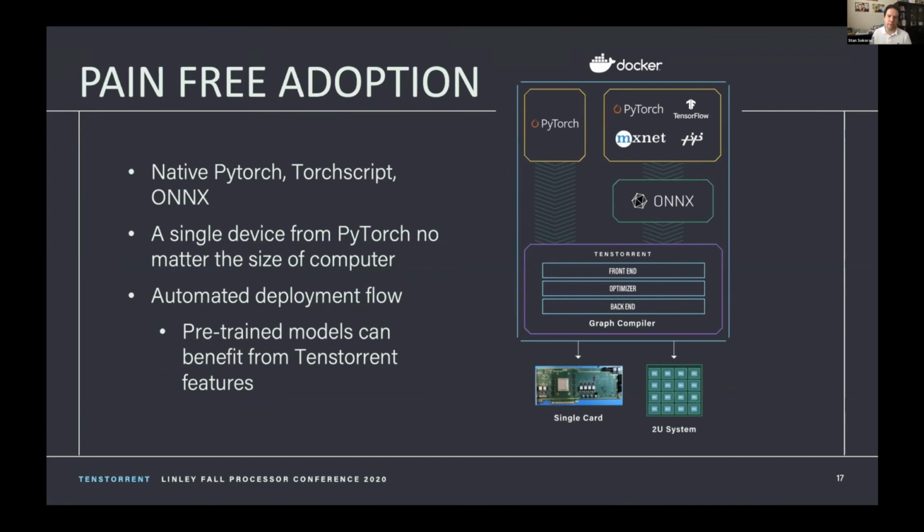And as soon as you do, it recognizes one or many Grayscale cards attached to your system or network, and is ready to present that as one device to PyTorch to start running your things.